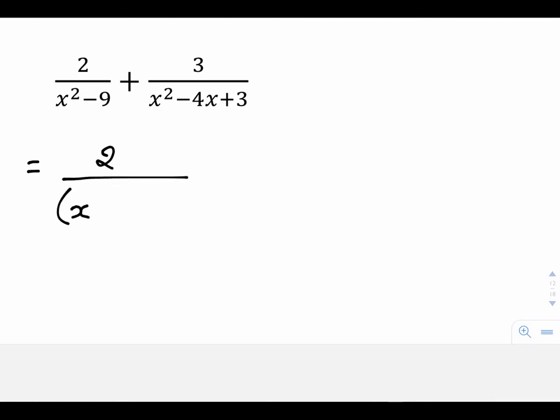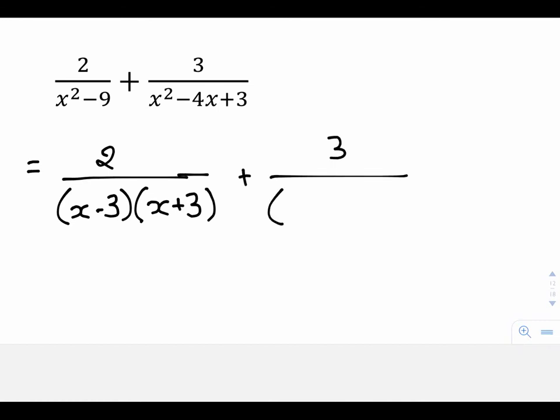And if I realize that this is a difference of squares, I can write x squared minus 9 as x minus 3 and then x plus 3. And that's all plus 3 over, okay, I recognize this is a simple trinomial. I'm looking for two numbers that add to give me -4, multiply to give me +3. The numbers are -3 and -1.